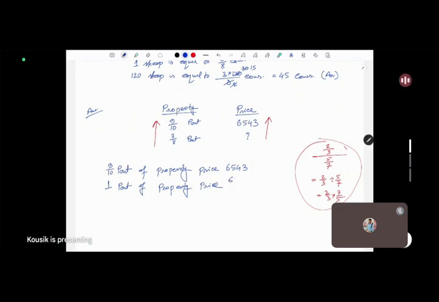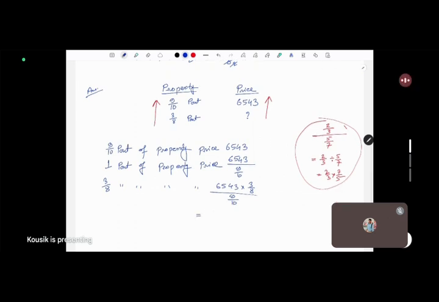In case of one, that should be divide. So in 3/8 part, that will be 6,543 into 3/8 divided by 9/10. That means we should multiply. So calculate it.